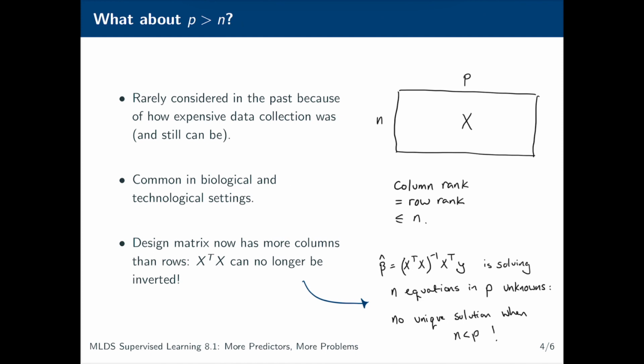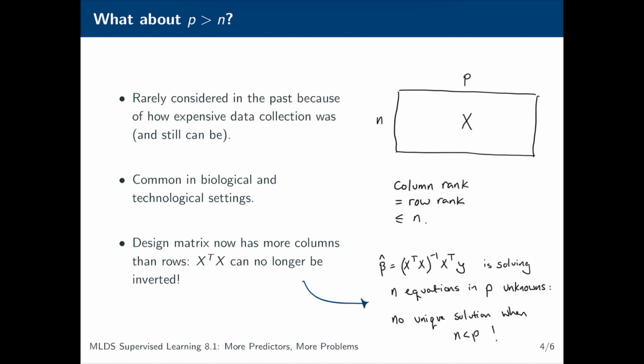And what about if we take this even further? What if we let the number of predictors be greater than our number of observations? This setup was rarely considered in the past because of how expensive data collection was, and depending on the setting that you're in, it still can be incredibly expensive to collect data. However, in some settings, this case where you have a larger number of predictors than observations is becoming increasingly common. For example, in biological datasets where you're looking at genome sequences that are thousands of values long for only tens or hundreds of individuals, or in technological settings, in online sales where there might be many more possible products to buy than there are customers to buy them.